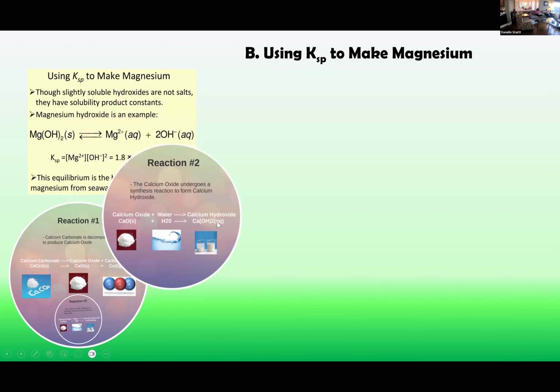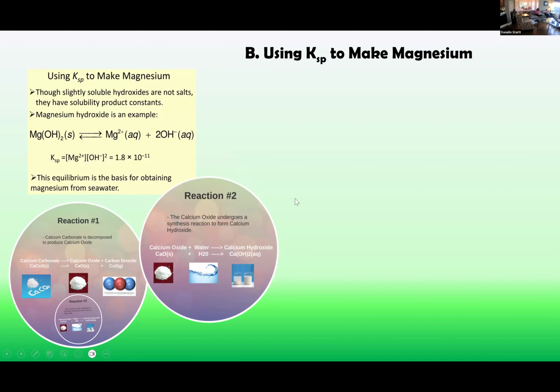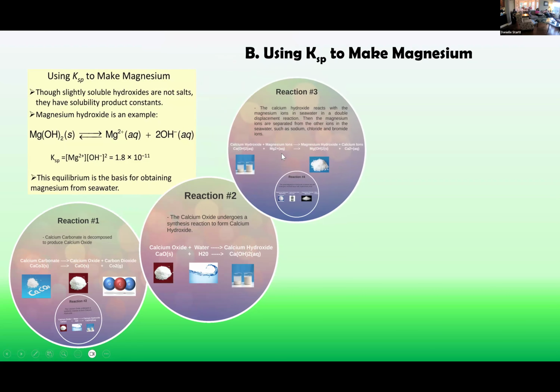The next part of the reaction is that they would take calcium oxide and it would undergo a synthesis reaction to form calcium hydroxide. You add water, and you end up with calcium hydroxide. Then the calcium hydroxide is reacted with magnesium ions in seawater in a double displacement reaction, and the magnesium ions are separated from the other ions in the seawater, such as sodium, chloride, and bromide ions. So you have calcium hydroxide plus magnesium ions, and you get magnesium hydroxide and calcium ions.